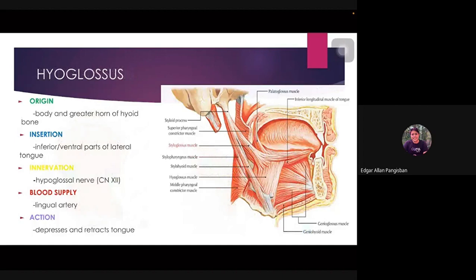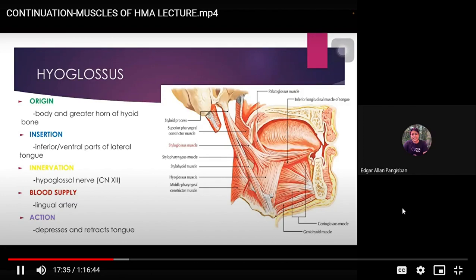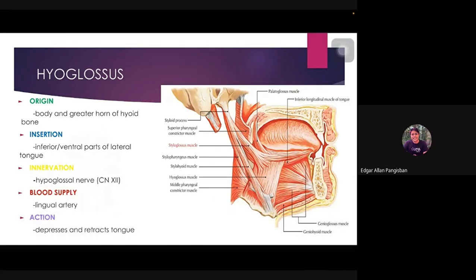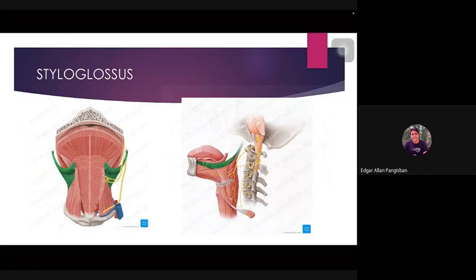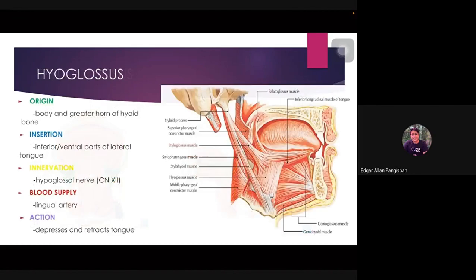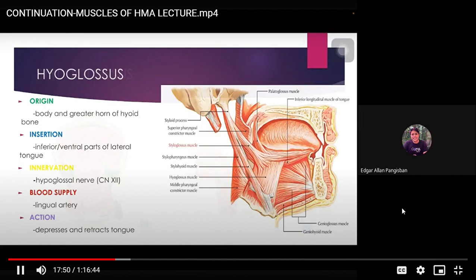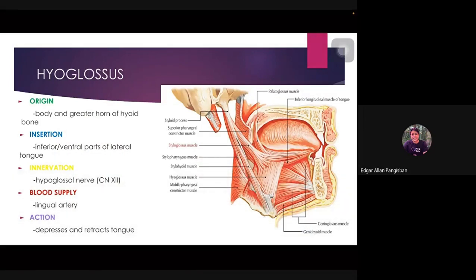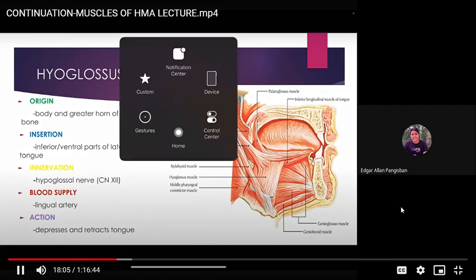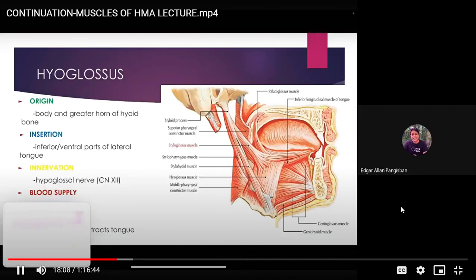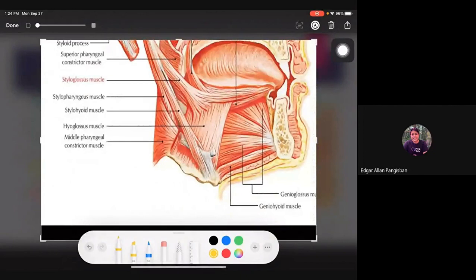Now, we go to the hyoglossus. Okay, the origin is your hyoid bone. Okay, pansin nyo, this is very easy to memorize kung saan yung origin. Genial tubercle. Styloglossus, styloid process ang origin. Now, the hyoglossus, the origin is in the hyoid bone. Okay, so di nyo na kailangan mag-isip kung ano yung origin kasi nasa pangalan na, no? It's in their name already. So, for the hyoglossus, the origin is in the hyoid bone.